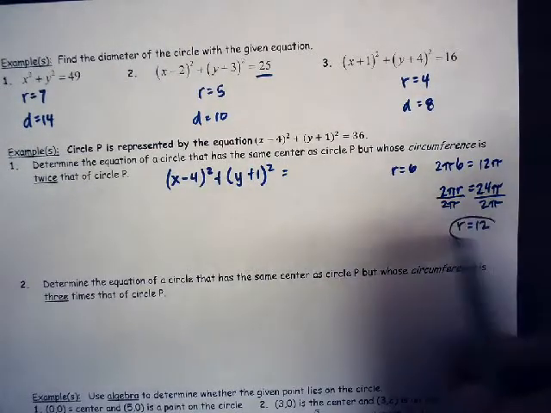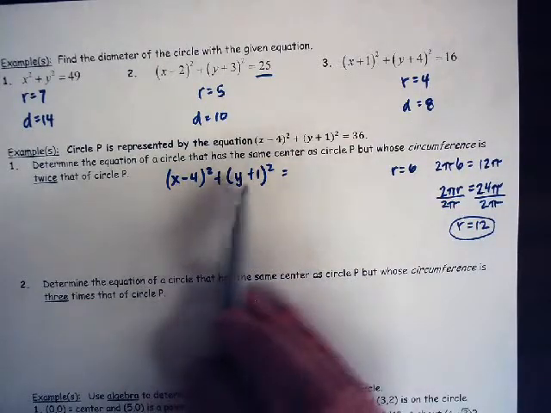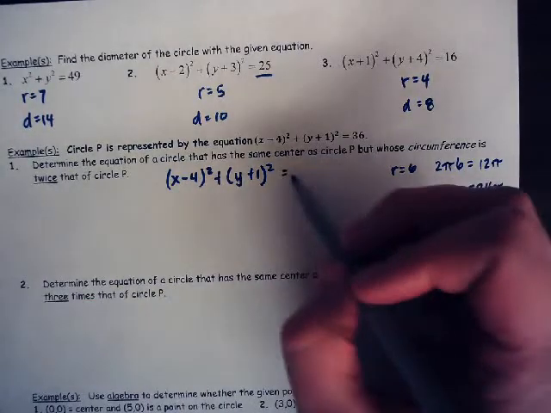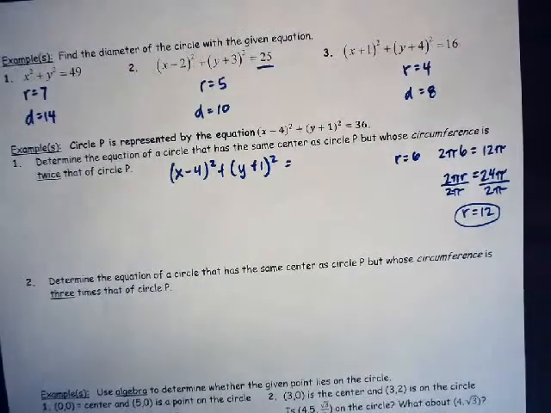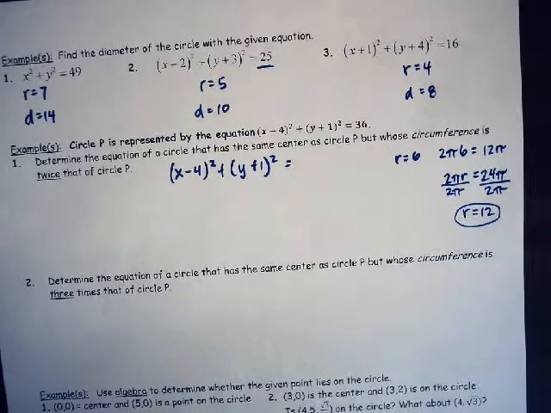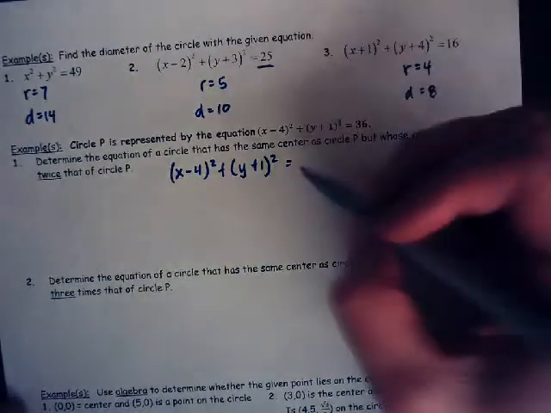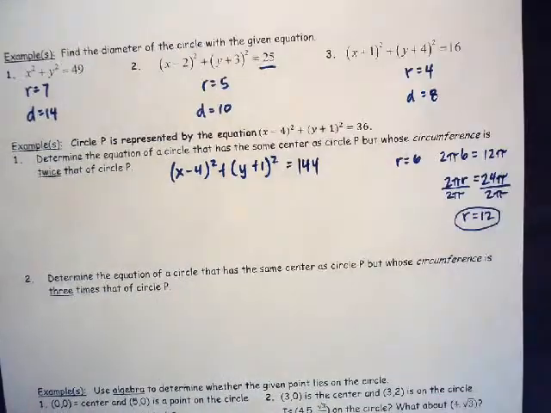Okay, so if my radius is 12, I still have to find the equation of the circle. So this would be 12 squared, or if I put it in my calculator, I know it's 144. I don't know if I have to use my calculator, but 144.